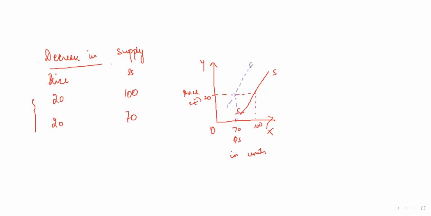Okay. So it's going to become this S2. So you observe there is a leftward shift in the supply curve. Okay. So there is a leftward shift. There is a leftward shift in the supply curve. That means at the same price, your supply has reduced. Okay.